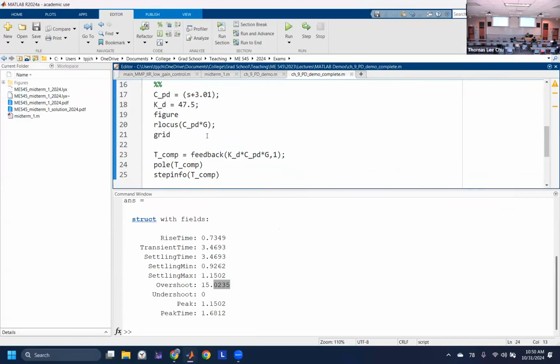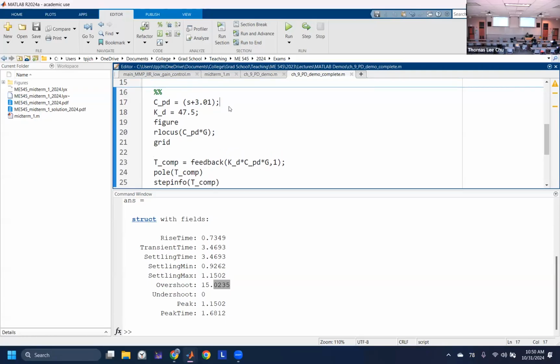So then from that point on, we found that the 0 is at 3.01. This is the PD controller, by the way. And then we calculated that our gain is 47.5, and we wanted to pass through negative 3.61 plus 6.193 j. So then we're just going to plot that right now.